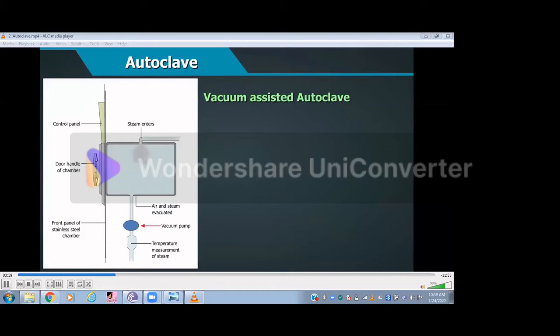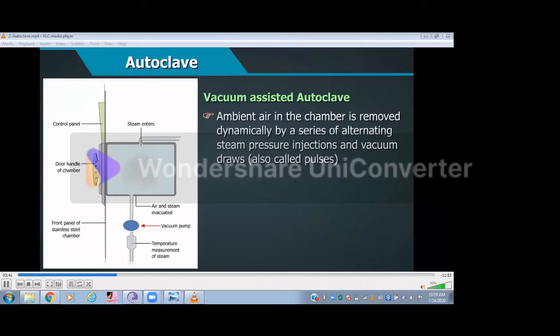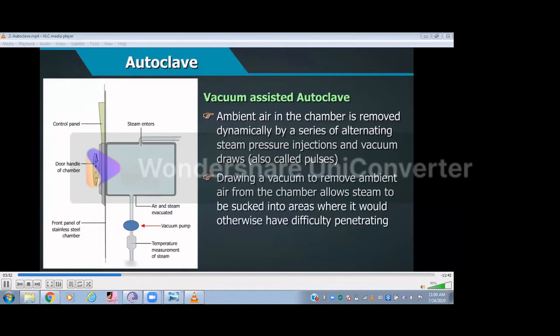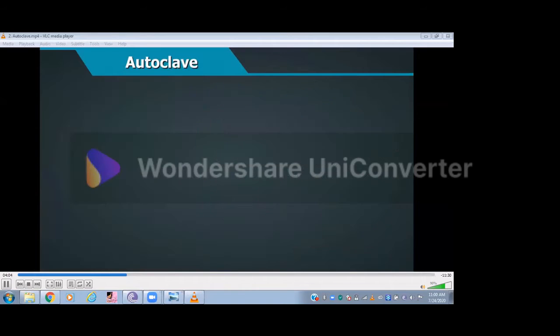Vacuum-assisted autoclave. The ambient air in the chamber is removed dynamically by a series of alternating steam pressure injections and vacuum draws, also called pulses. Drawing a vacuum to remove ambient air from the chamber allows the steam to be sucked into areas where it would otherwise have difficulty penetrating. Steam fills up the vacuum almost instantaneously.